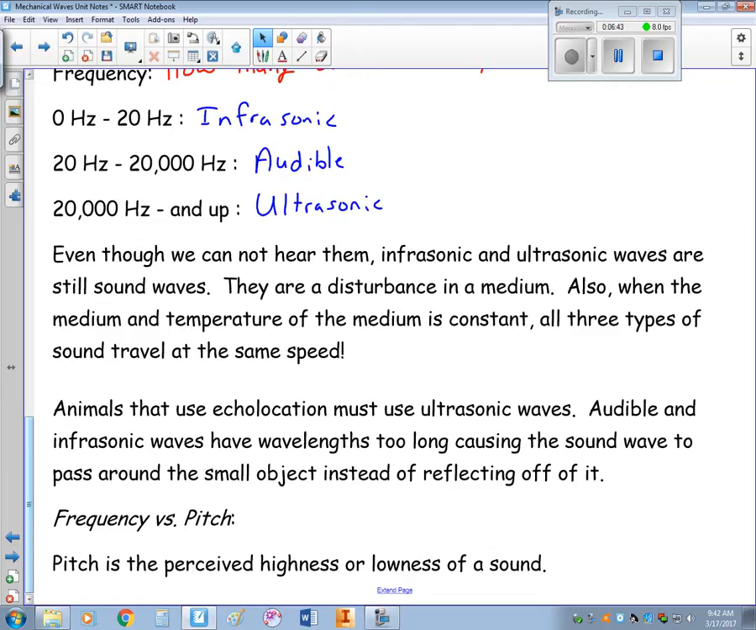And next we have frequency versus pitch. I kind of alluded to this earlier. Pitch is the perceived highness or lowness of a sound. Frequency is the scientific measurement of it.